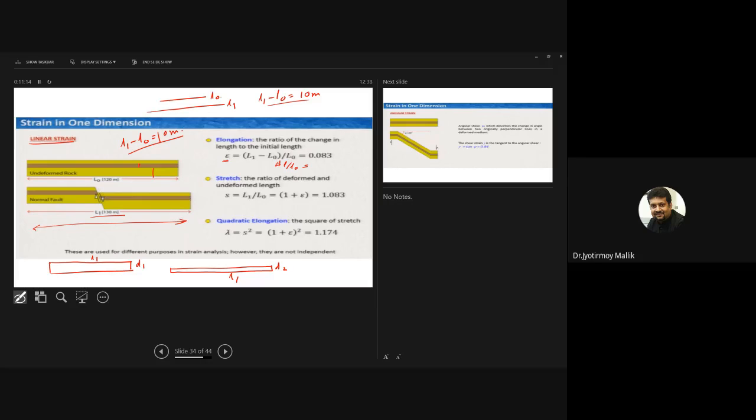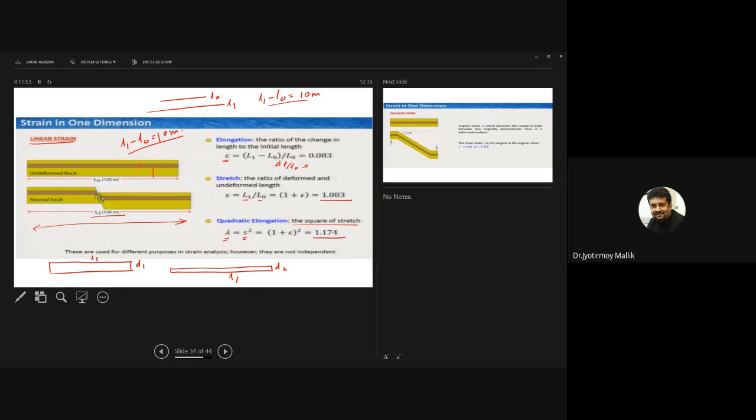Then there is something called stretch, the ratio between the deformed and the undeformed length, so L1 by L0. L1 is the final length, L0 is the initial length. You can express that as 1 plus epsilon. In this case, it is 1.083. And then there is quadratic elongation, which is nothing but the square of the stretch, expressed by lambda, which is S squared or (1 plus epsilon) whole squared. In this case, it is 1.174.